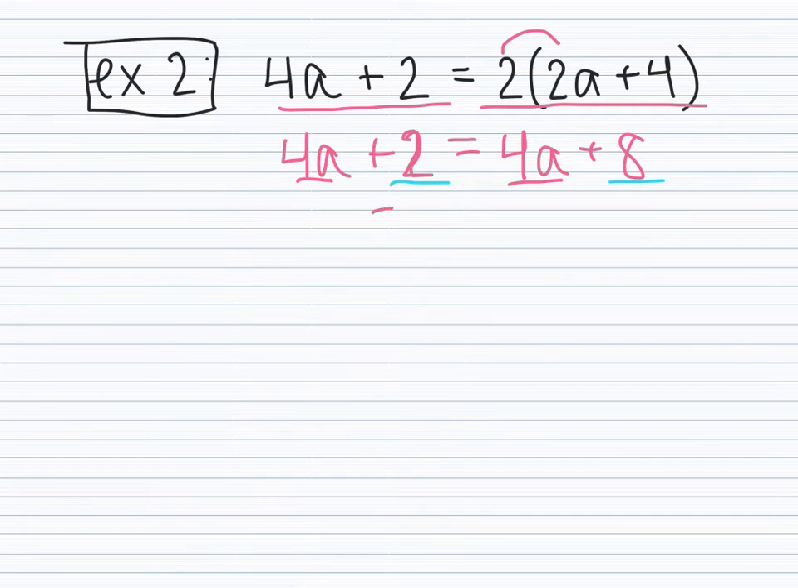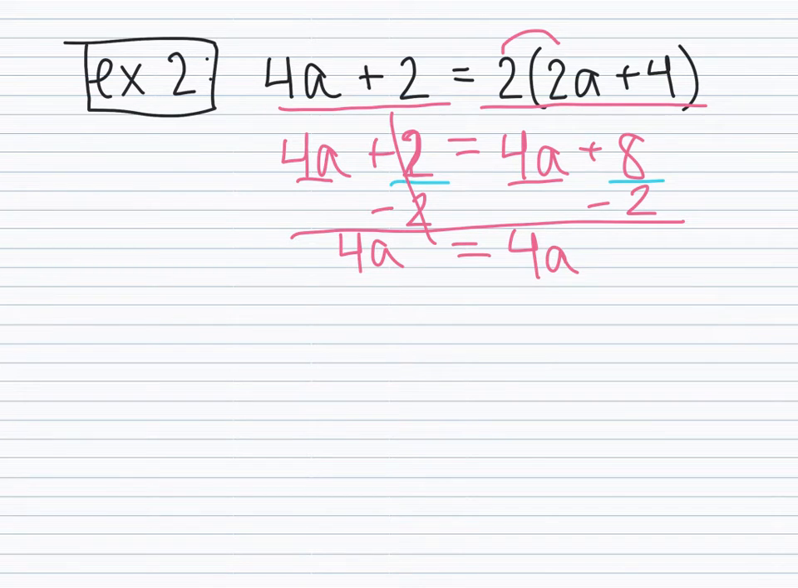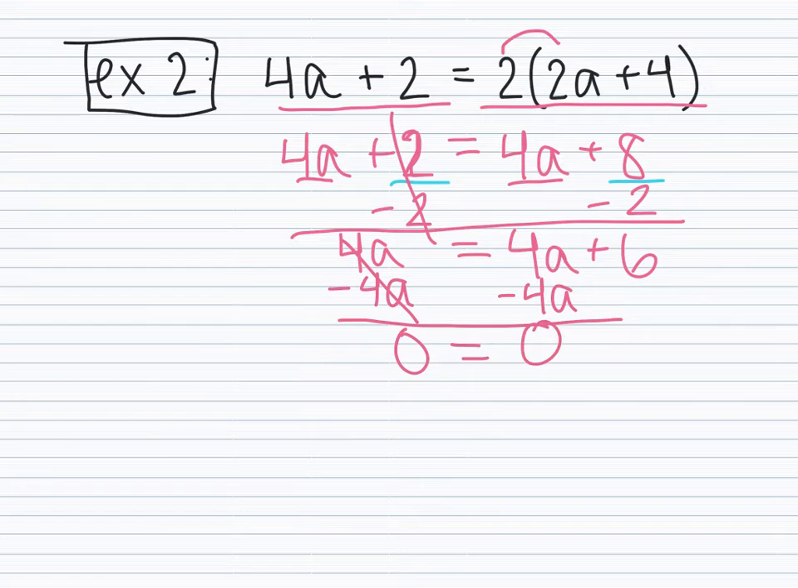If I subtract 2 from both sides, then I get 4a, because these cancel. We have 4a plus 6. So from here, I may try to get my variable onto the left side. So subtract 4a from both sides. Well, it's going to cancel out here to be 0. And then we're going to have 0 over here, 0 plus 6. And so we have 0 equals 6. This is not a true statement. So it is no solution.